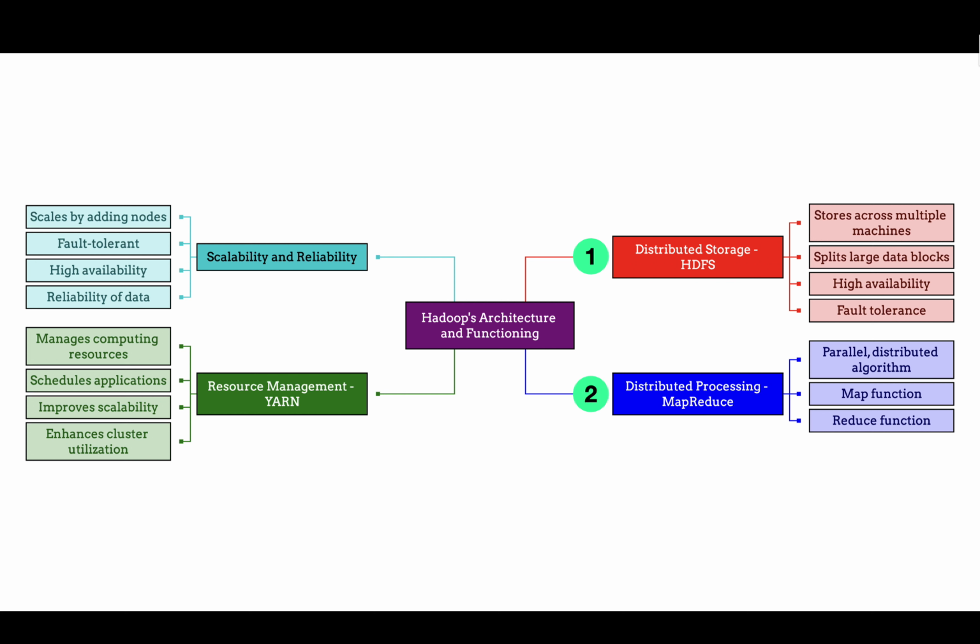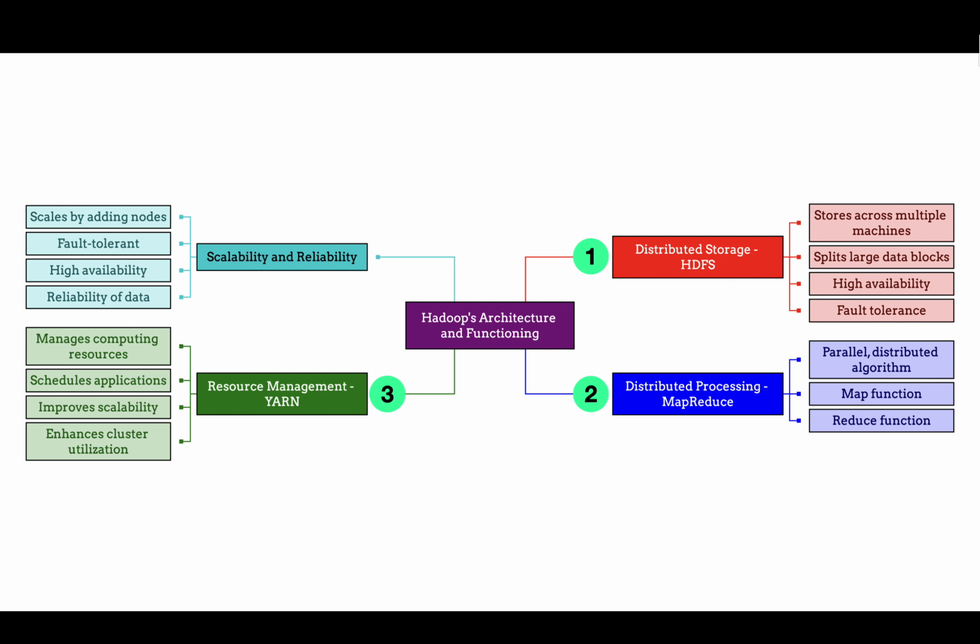2. Distributed processing, MapReduce. MapReduce is a programming model used for processing large data sets with a parallel, distributed algorithm on a cluster. It consists of the map function, for filtering and sorting, and the reduce function, for summarizing data.